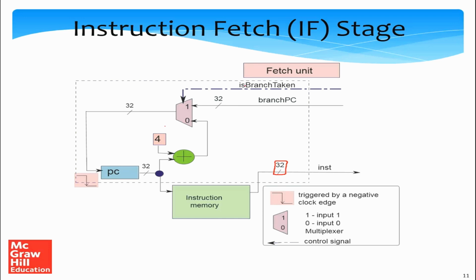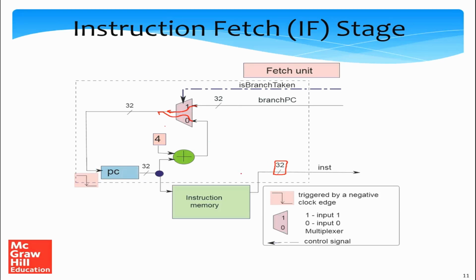We're assuming a signal called is branch taken, which is coming from another stage. If it's a taken branch, then essentially the branch PC value flows out. If it's a not taken branch or not a branch, then PC plus 4 is what flows out. This controls the multiplexer. Only one of the inputs will show up at the output. And this will be the value of the next program counter that will be used in the next cycle for the next instruction. So this is the fetch unit.